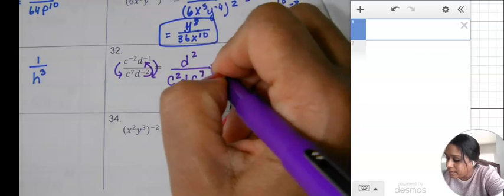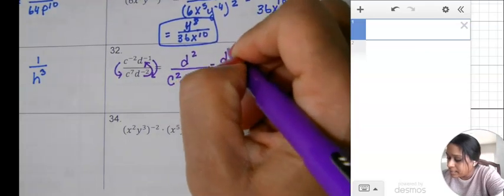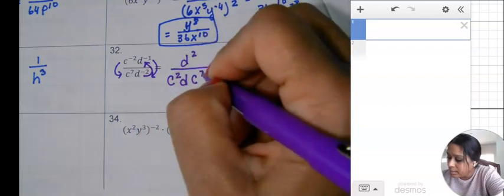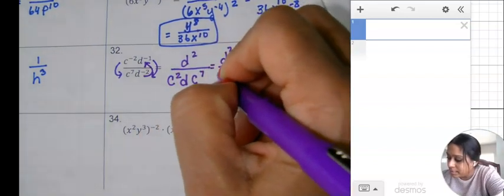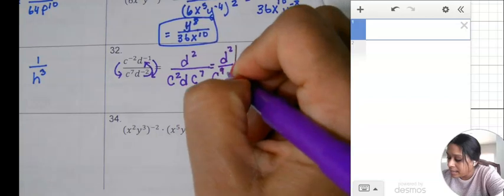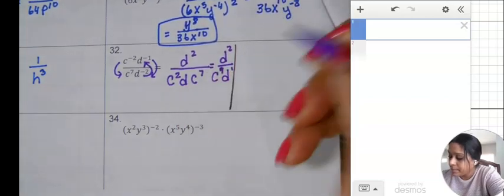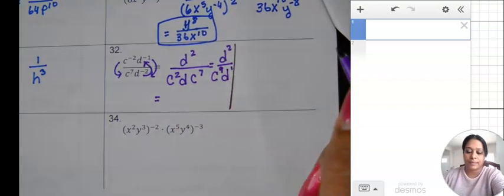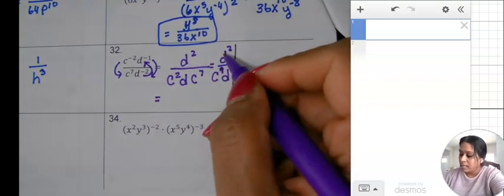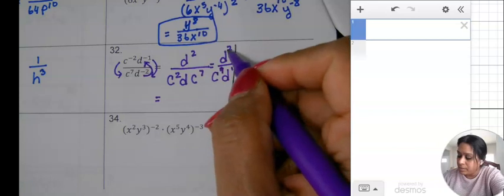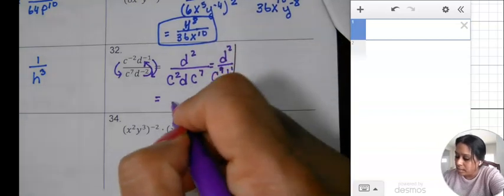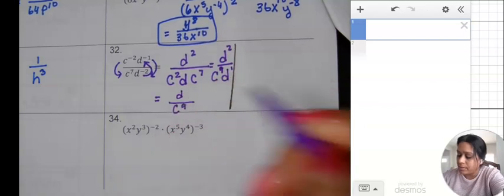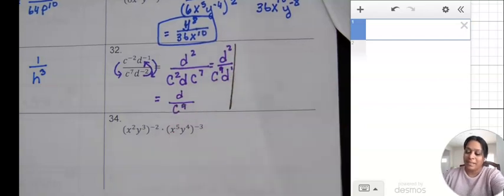Now I can go ahead and finish this by saying d squared in the numerator over 7 plus 2 plus 7 is c to the 9th, and then I have d to the first power. I can further simplify this by dealing with d squared and d to the first power. So 2 minus 1 is just d to the first power, and then I have c to the 9th power in the denominator.